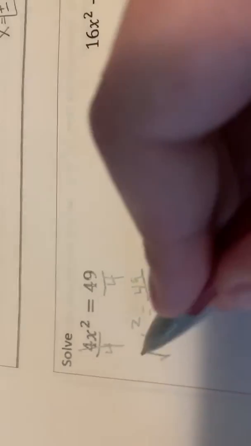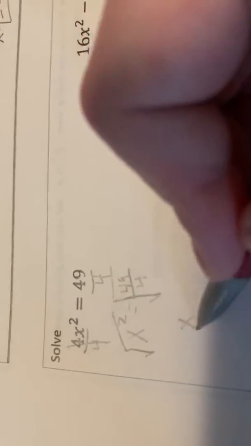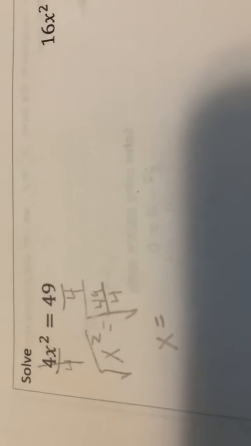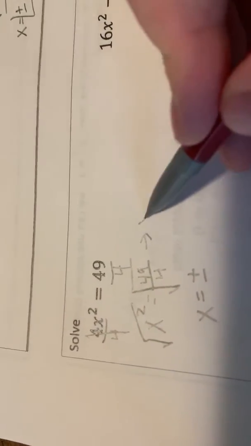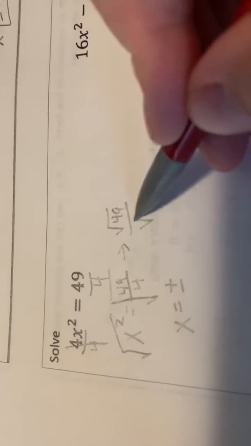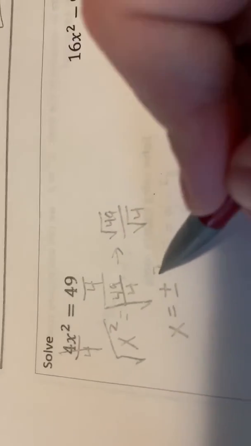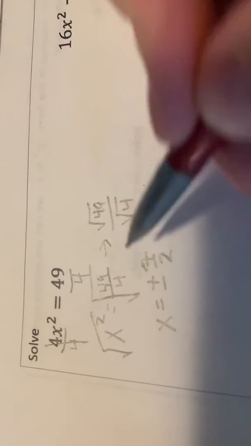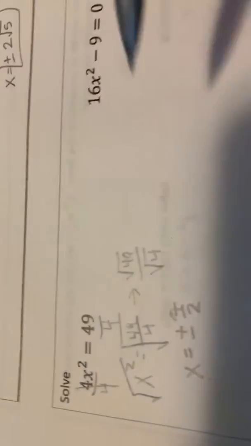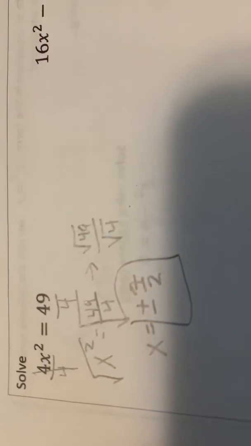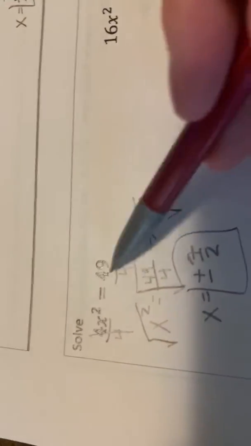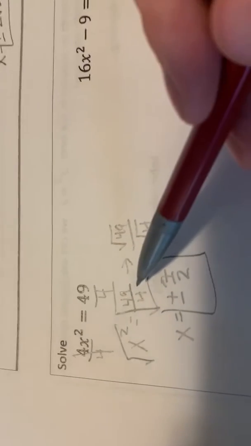Why? Because when we square root, we know how to square root a fraction. We practiced that. So don't forget the plus or minus. And then this is the square root of 49 over the square root of 4. So this is plus or minus 7/2. That's a horrible 7, but hopefully you can see that it's a 7. Okay, so if you get a fraction when you're dividing, don't put it in your calculator, don't get a decimal, just write the fraction and then square root the fraction.